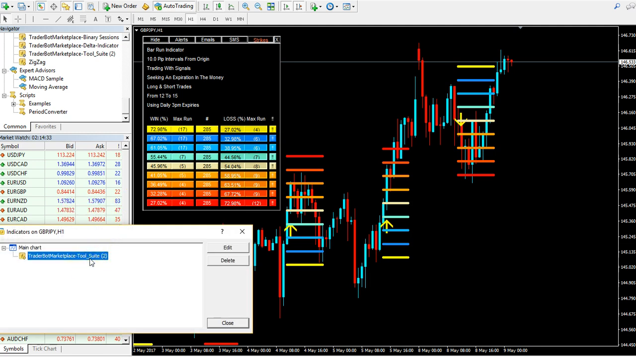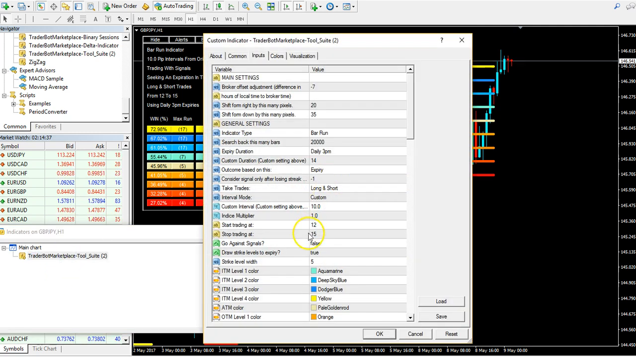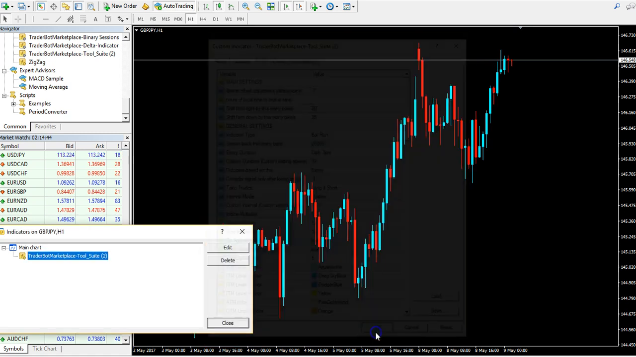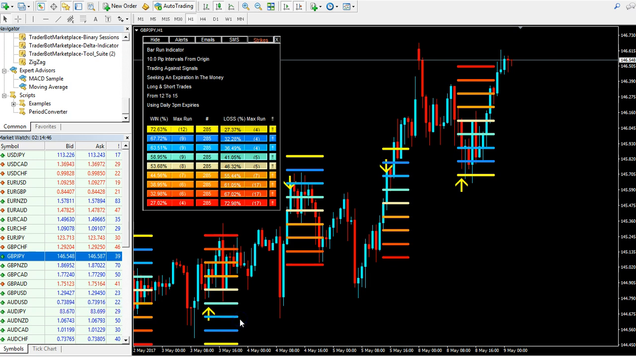If I know something has not worked over the past 285 trades, then I can go down here, right here where it says go against signals, and I can look and see what the opposite of that has been. And it's been 53% with 8 wins in a row versus 46% with 5 losses in a row. Now the out of the money and the in the money doesn't change that much.